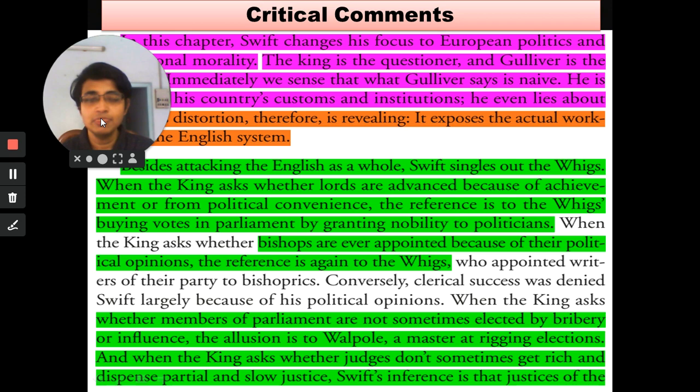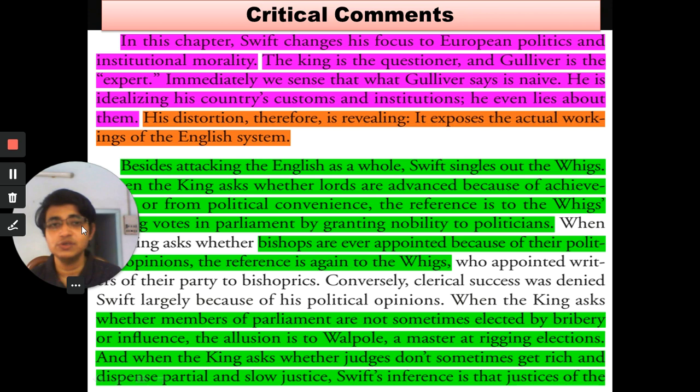So in this chapter, Swift changes his focus to European politics and institutional morality. The king is the questioner, while Gulliver is the expert who will answer back. And immediately we sense that what Gulliver says is completely naive. He is idealizing his country's customs and institutions. He even lies about them. He's telling lies, and the King will soon discover this. His distortion, therefore, is revealing, and it exposes the actual workings of the English system.